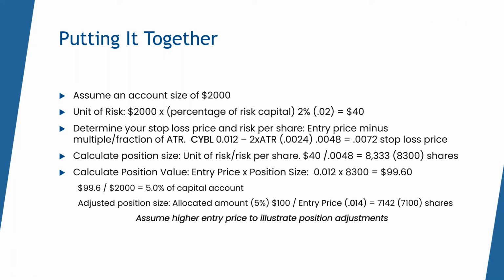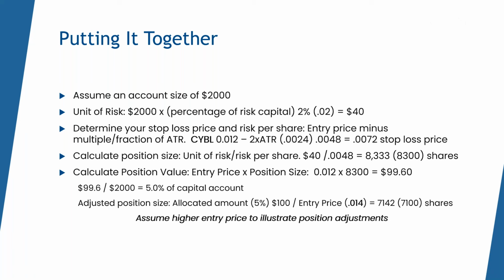And that's going to be my entry minus, in this case, a multiple of my ATR. Now we're going to look at CYBL in a second. The entry price that I'm going to use at the time of press, when I created this slide, is 0.012 minus 2 times our ATR. The ATR at that moment in time was 0.0024, so 2 times that would be 0.0048, which would equal a stop loss price of 0.0072.